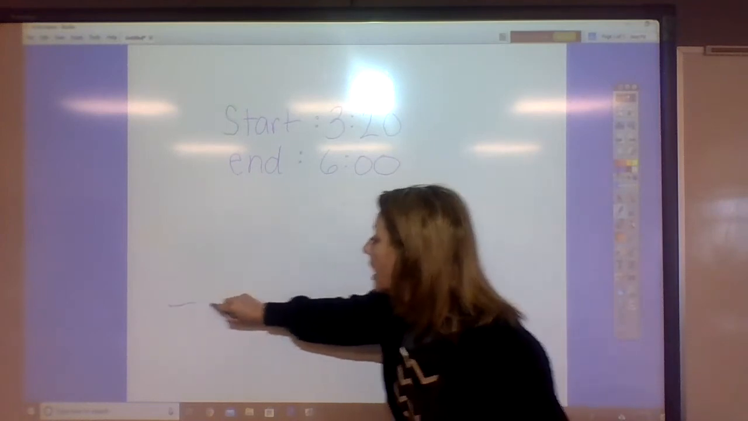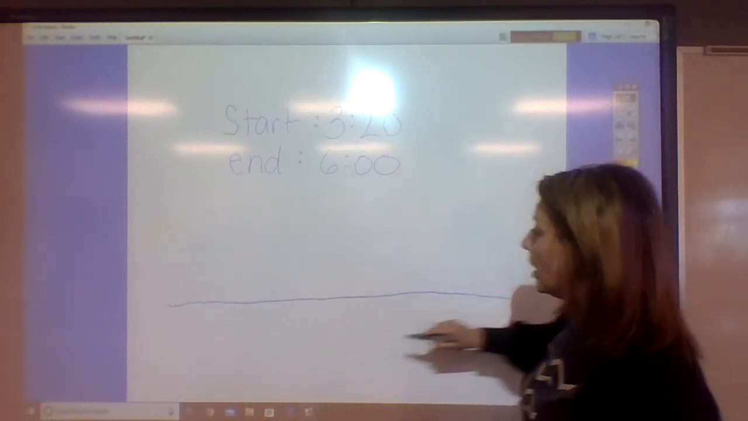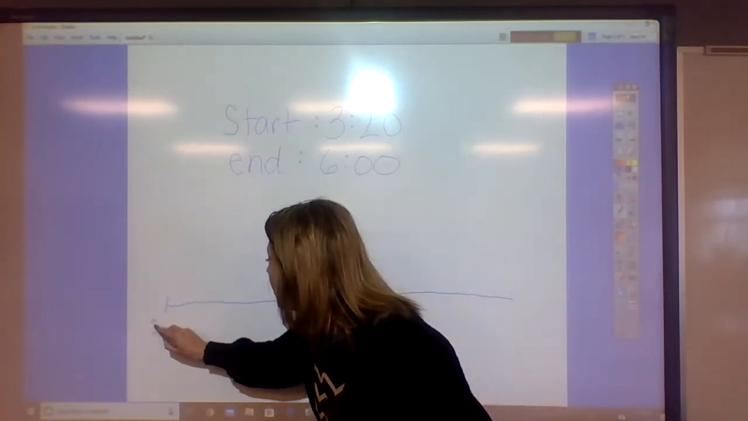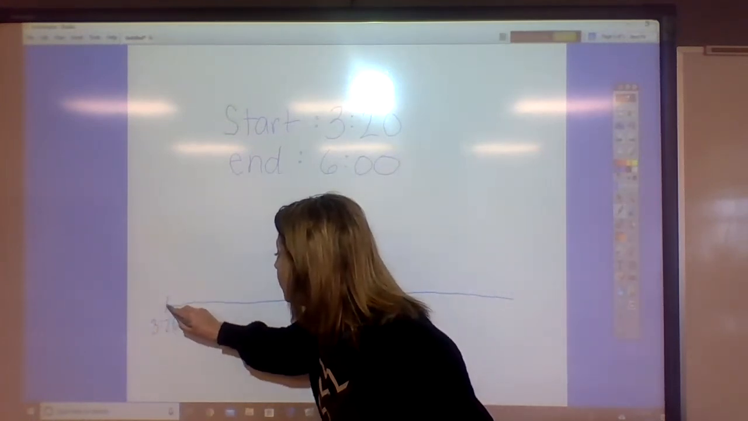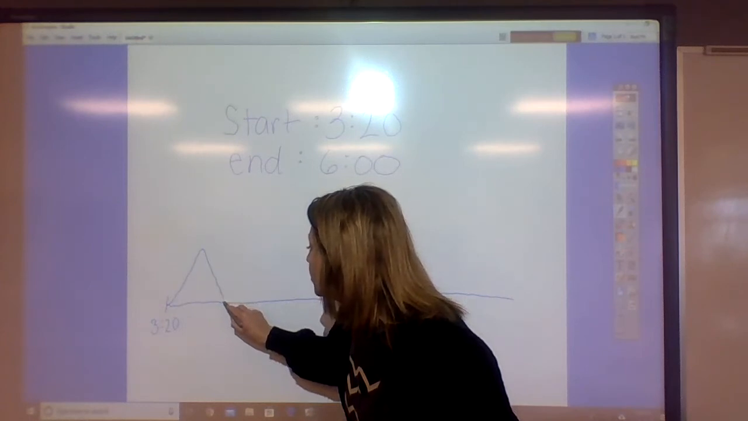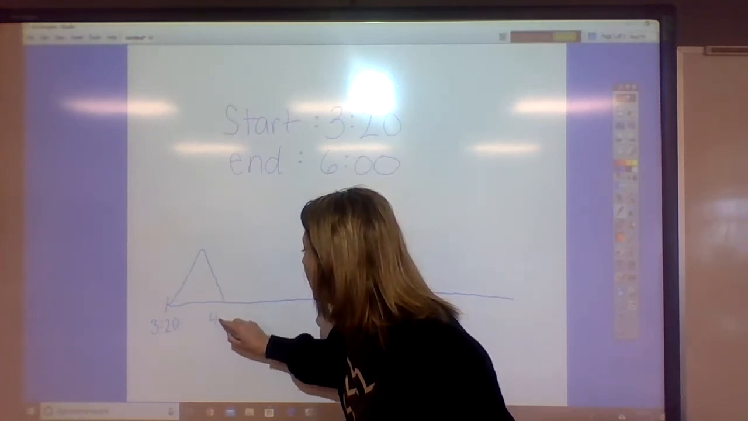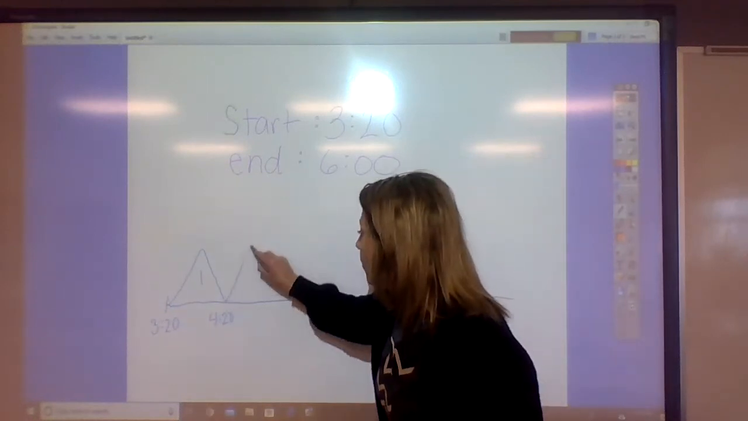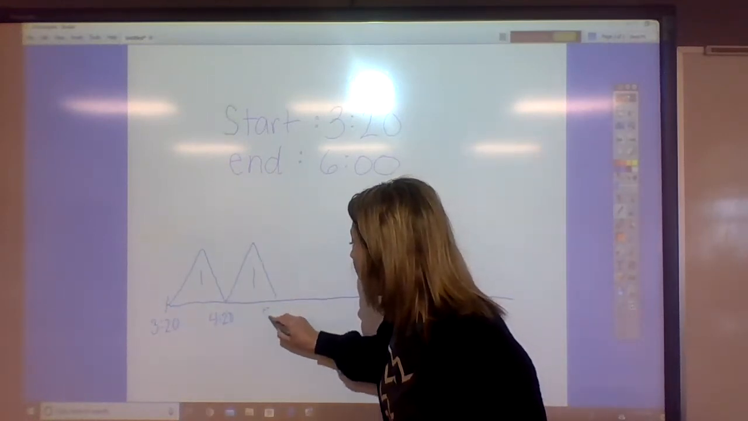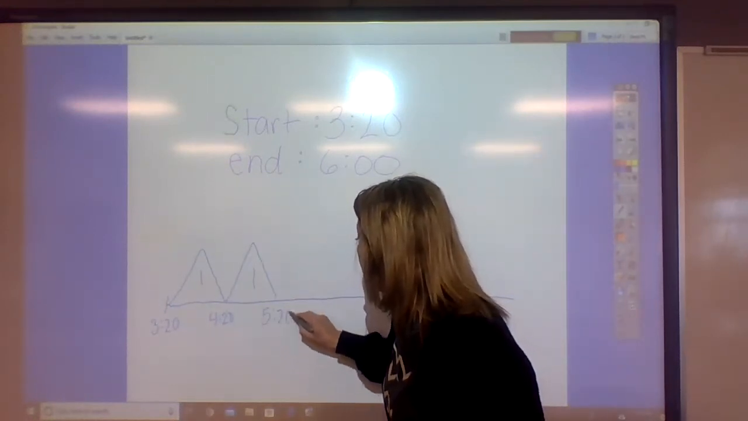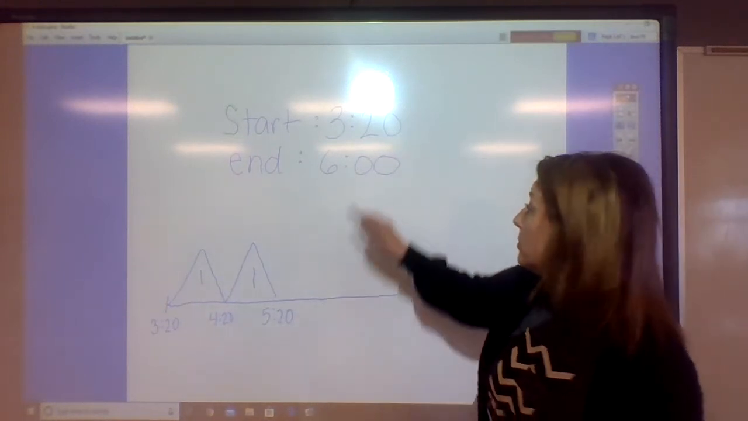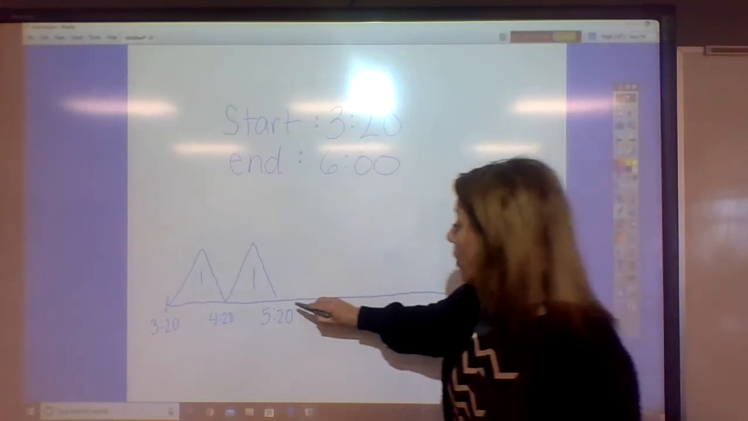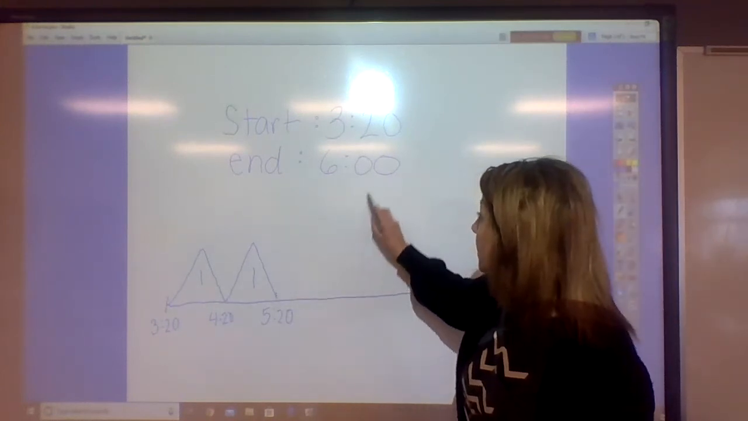So we're going to draw our timeline. We are going to start with our start time at 3:20. And we know that 1 hour from 3:20 would be 4:20. That's 1 hour. Another hour would be 5:20. If I were to go one more hour, that would get me to 6:20, and that's too much time. So I need to start counting by my minutes to get me to 6 o'clock.